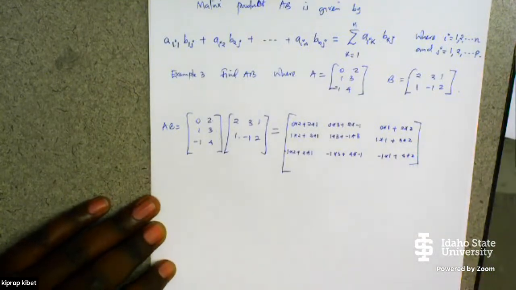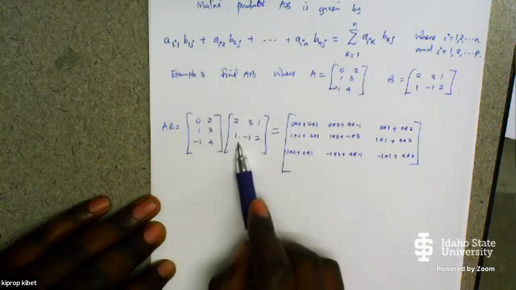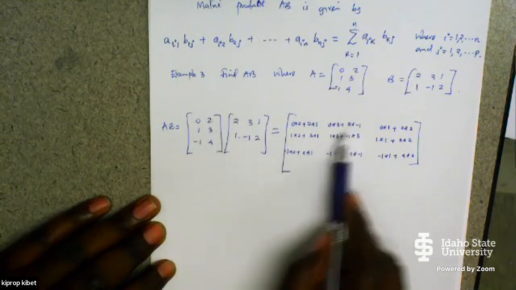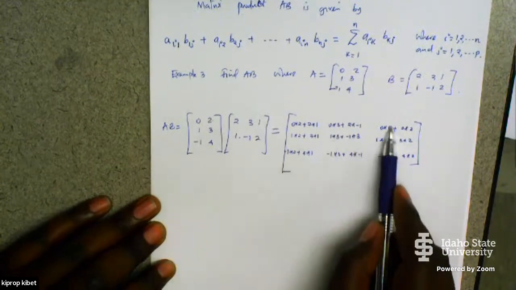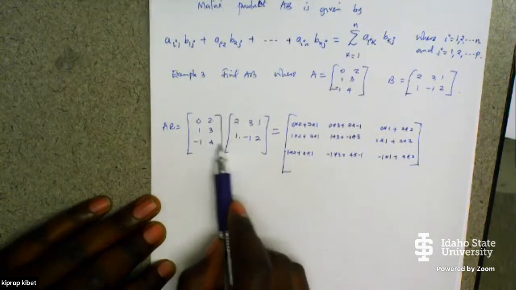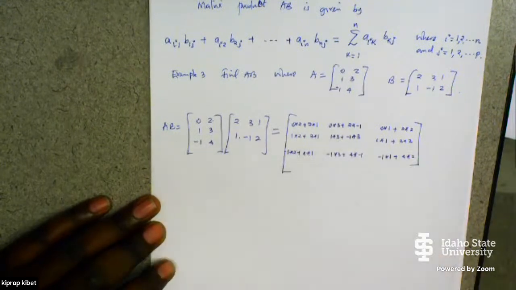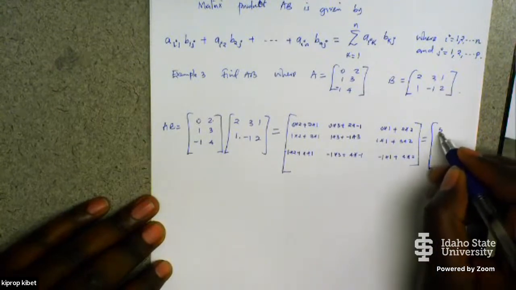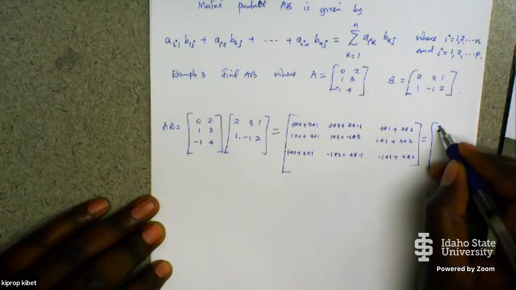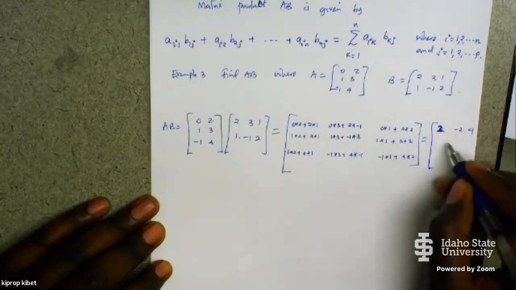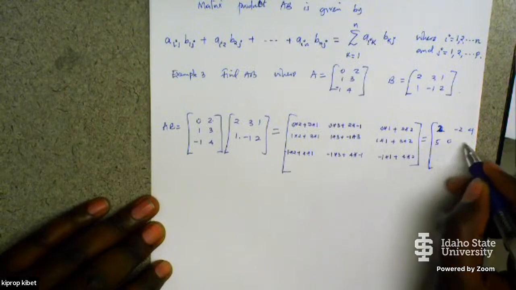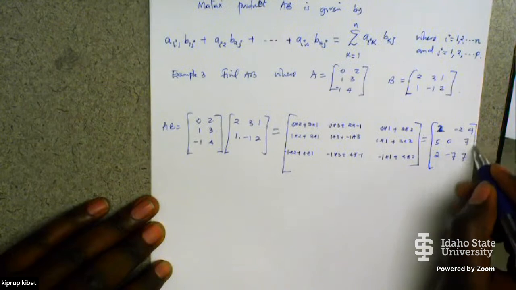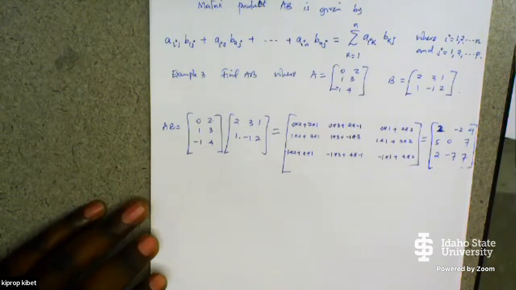So that is how you do it. You pick this and that, so that is the first entry. Pick the next one and that, second one. Pick the last one and that, the third one. Pick this and the first column, like that and that till the end. So what you get here is 2, -2, 5, 5, 0, 7, and then 2, -7, 7. So that is what you should get.